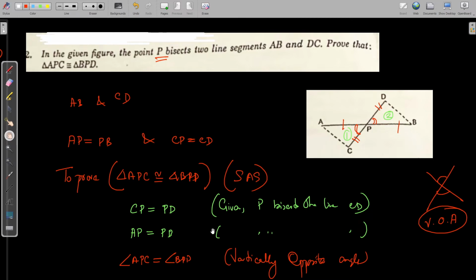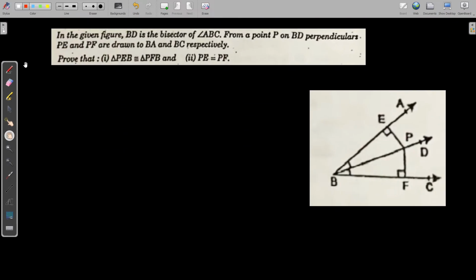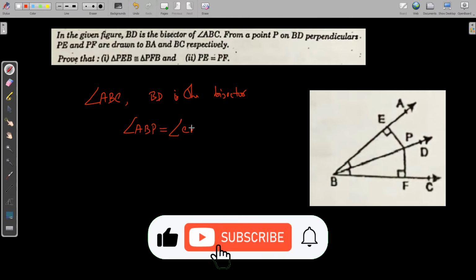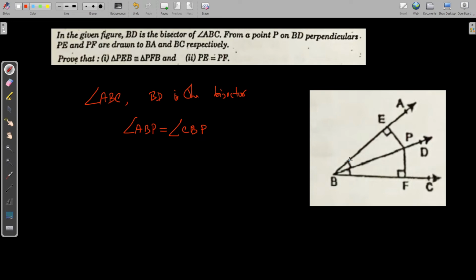Let's take another question. Okay, in this question it is given BD is the bisector of the angle ABC. If BD is the bisector, you can see we have a triangle ABC and BD is the bisector. That means the line BD divides the angle into two equal halves. That means I can write angle ABP is equal to angle CBP, because the line bisects the angle. These two angles, ABP and CBP, are equal.